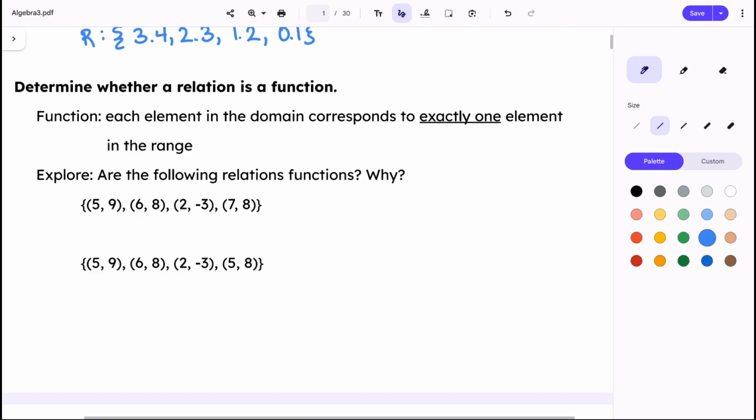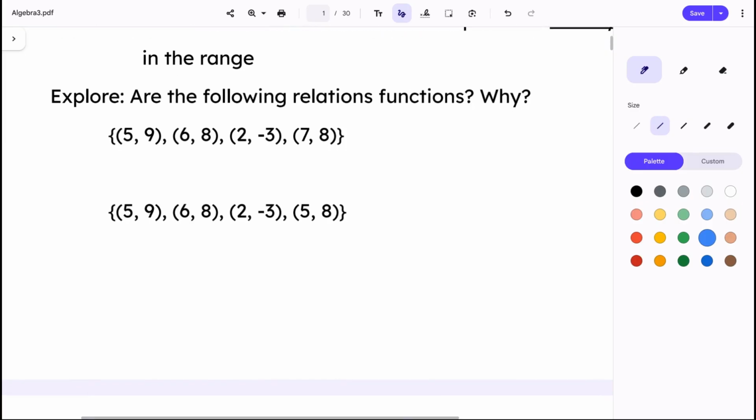So what I like to look for is, when I'm looking at my coordinates, I check all of my x values. So I have a 5, a 6, a 2, and a 7. All of those x's are different from each other, so it should be a function. So I'm going to go ahead and say all x's are different. Therefore, yes, it's a function.